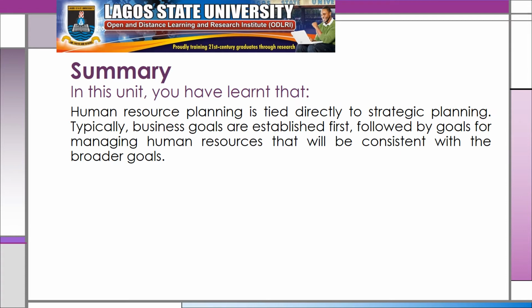Typically, business goals are established first, followed by goals for managing human resources, and all of this will be consistent with the broader goals. So it is large, then you narrow that goal down to the least person in the organization. Which means every person in the organization has to key into the goal of that particular organization, and this has to be done strategically, through human resources planning.